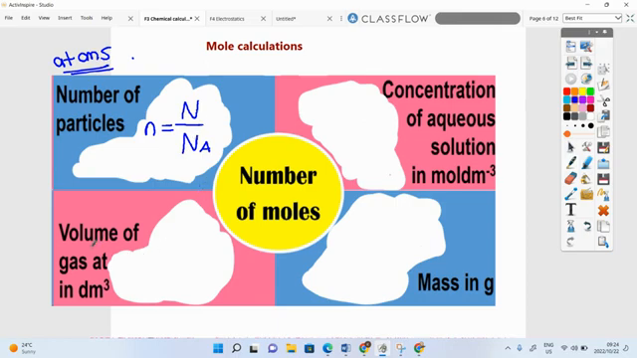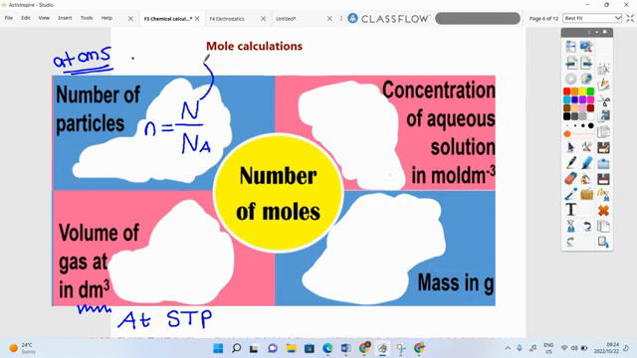If they give you the volume of a gas in decimeters cubed, but for us, we even make it easier for you. We tell you at standard temperature and pressure. As soon as you see that, yes, Borja, what are you going to do? For now, what does that N at the top stand for?